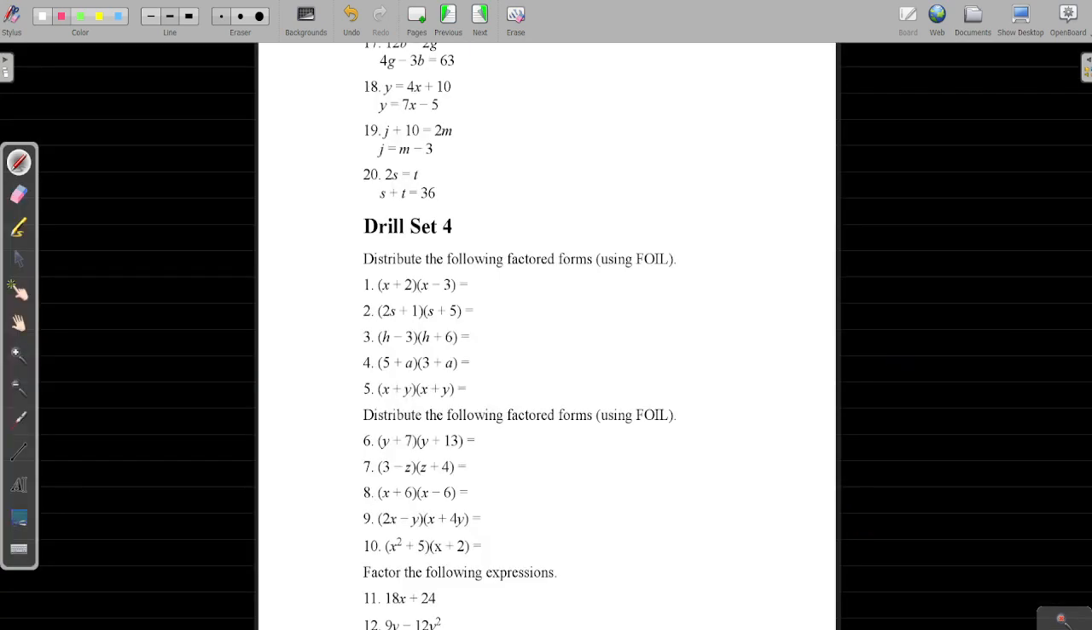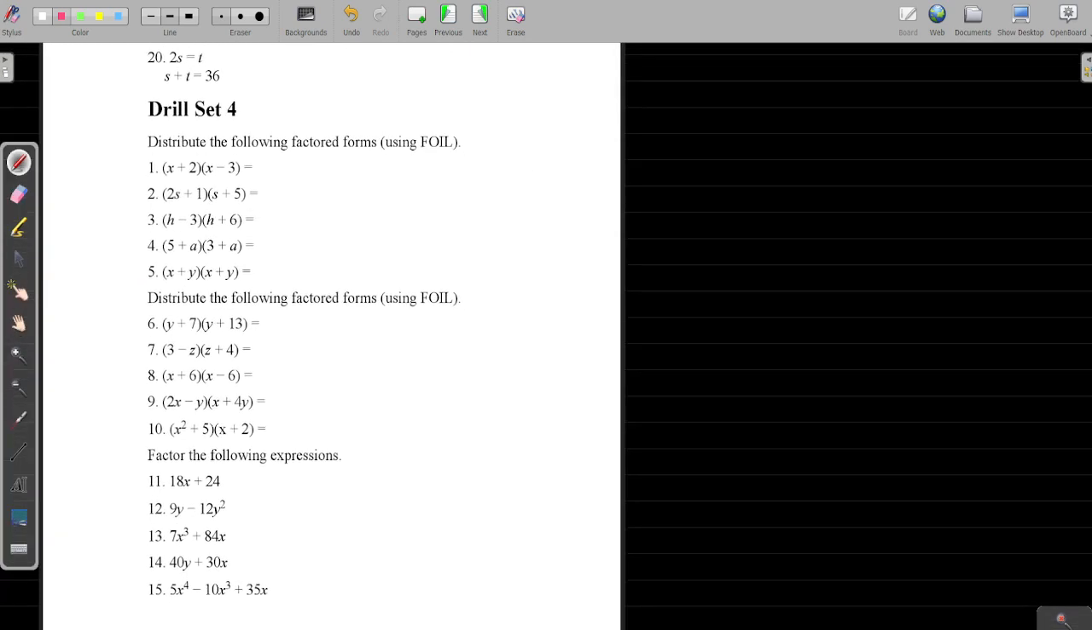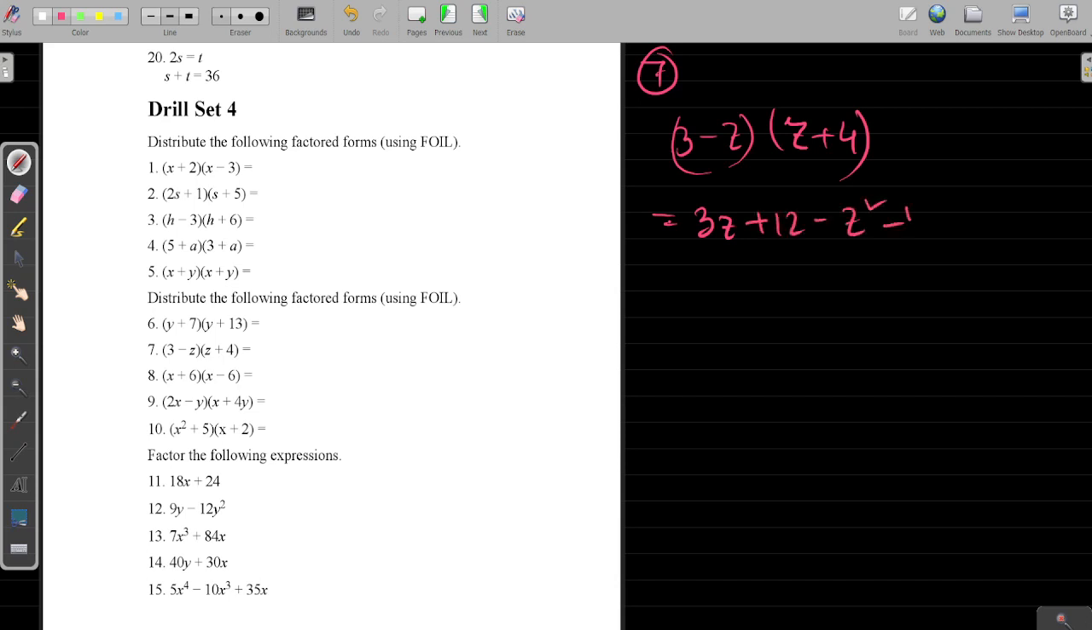Now I am going to solve number 7. So this one will be 3 minus z multiplied by z plus 4. So if I multiply this one, then 3z plus 12 minus z square minus 4z. So our answer will be minus z square minus z plus 12.